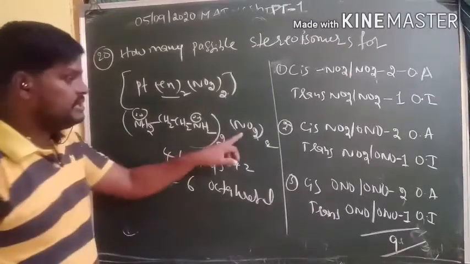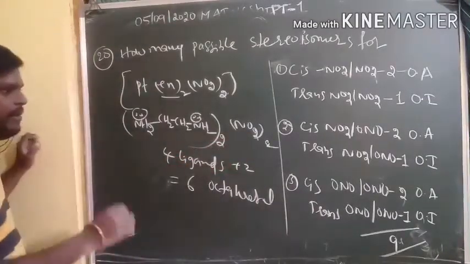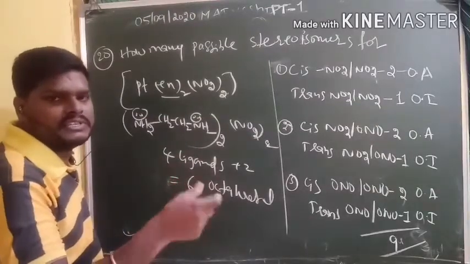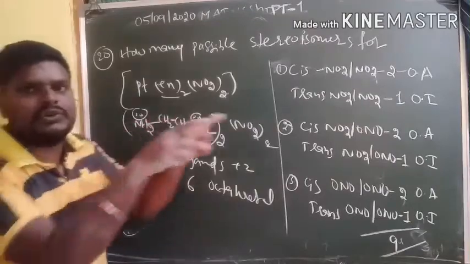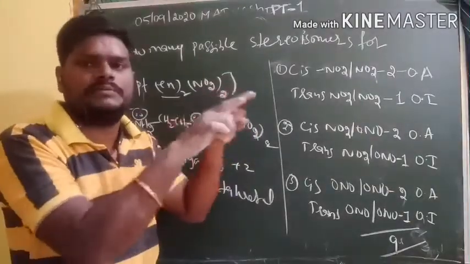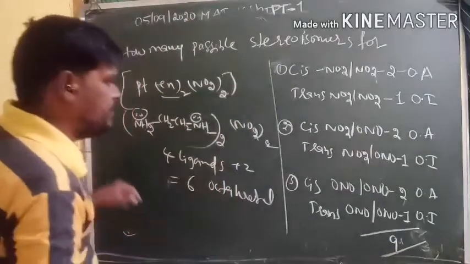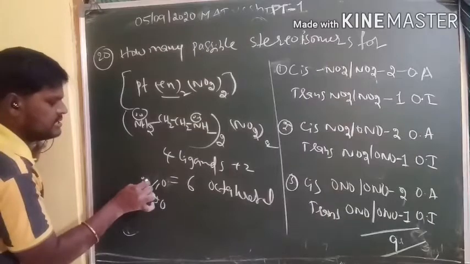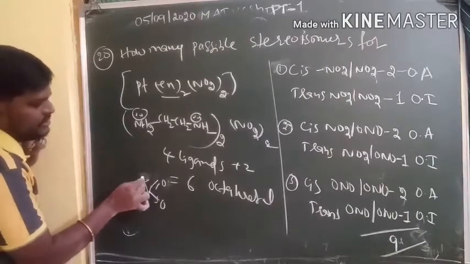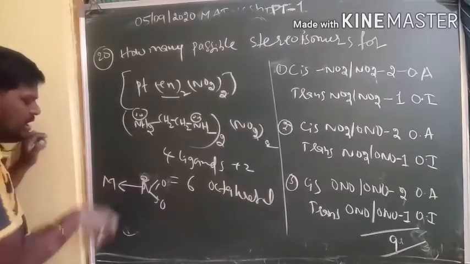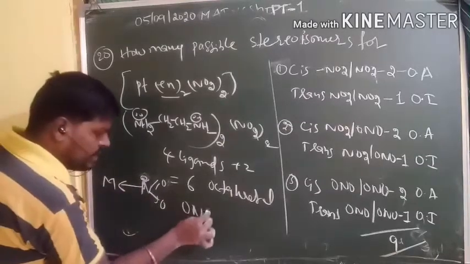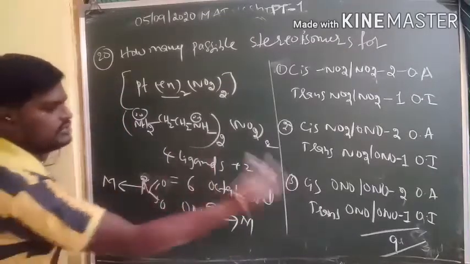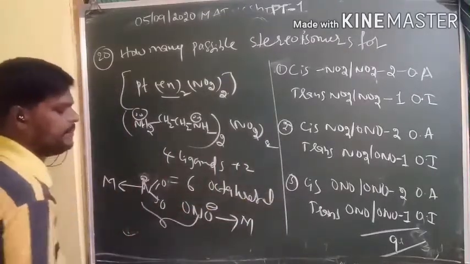Yes or no? This is an ambidentate ligand. Ambidentate means it has two centers that can react towards the central atom of the coordination compound. Here, N double bond O: this nitrogen has one lone pair and is related to the central metal atom. At the same time, O N O minus can also donate to the central metal atom. So this is called an ambidentate ligand.